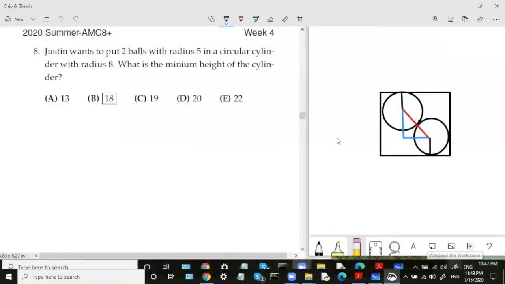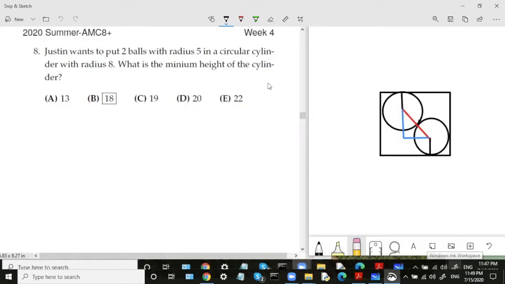Problem 8. Justin wants to put 2 balls with radius 5 in a circular cylinder with radius 8. What is the minimum height of the cylinder? So this is a diagram of the cross-section of the 2 balls and a cylinder.